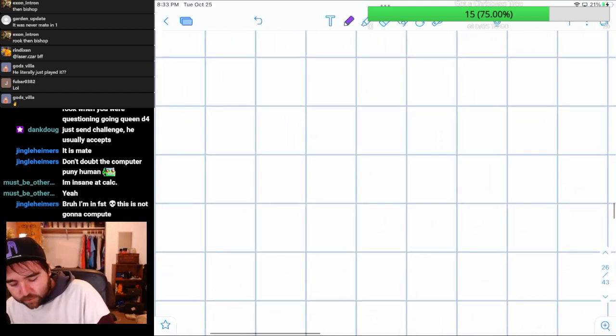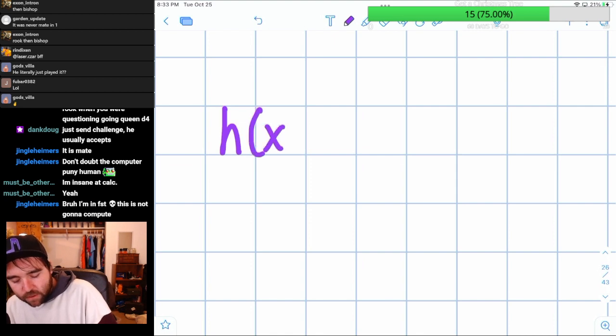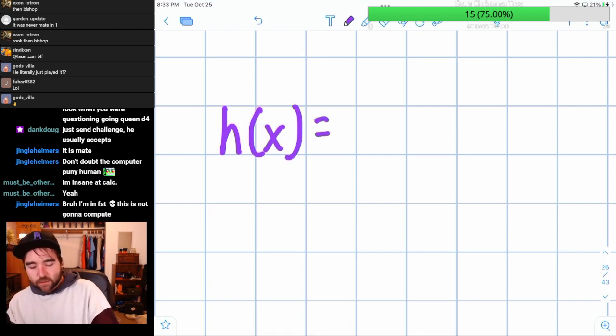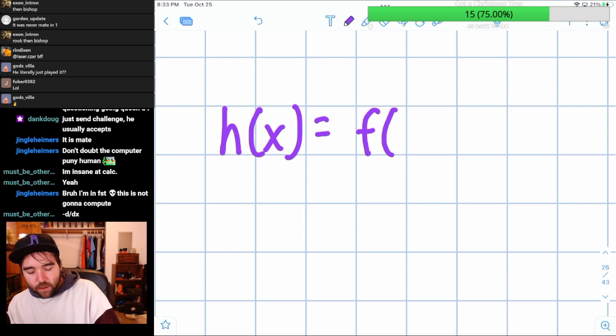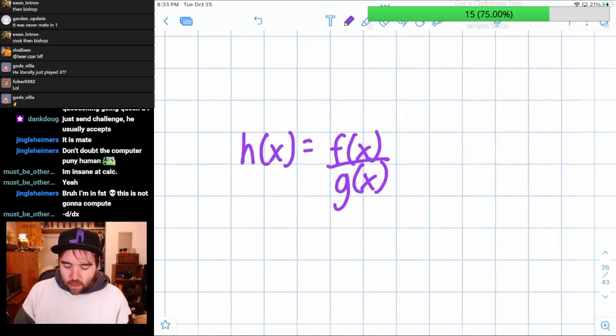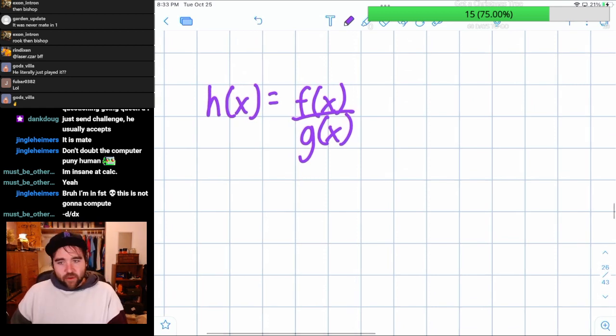So what is the quotient rule? So we have some function. We'll call the function h of x. And that function is equal to f of x divided by g of x. And we want to take the derivative of it.